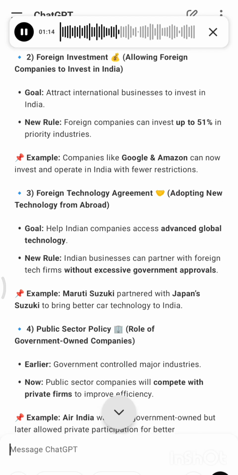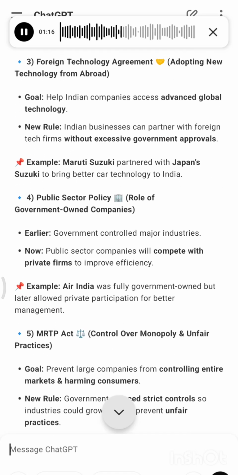3. Foreign technology agreement, adopting new technology from abroad. Goal: help Indian companies access advanced global technology. New rule: Indian businesses can partner with foreign tech firms without excessive government approvals. Example: Maruti Suzuki partnered with Japan's Suzuki to bring better car technology to India.